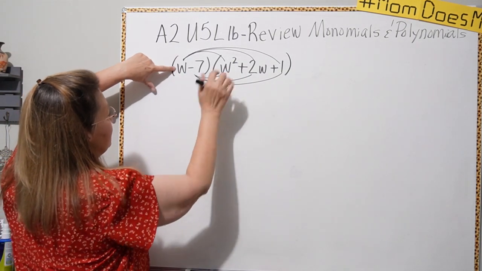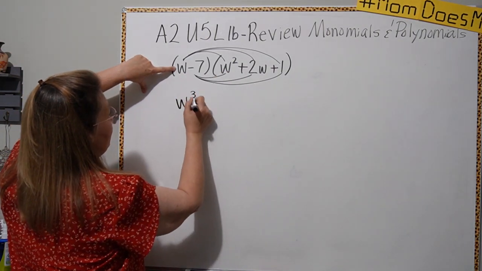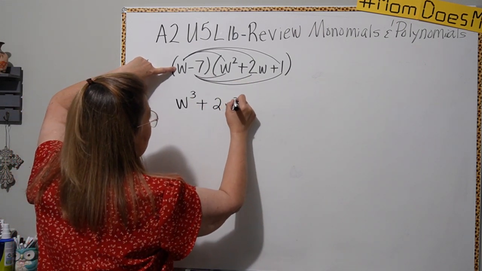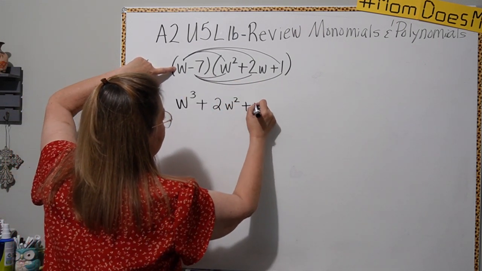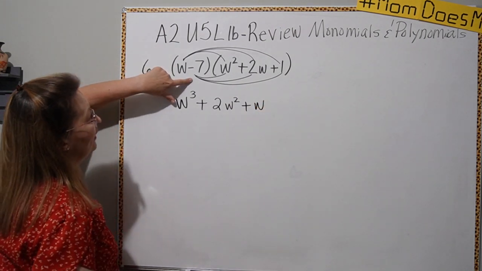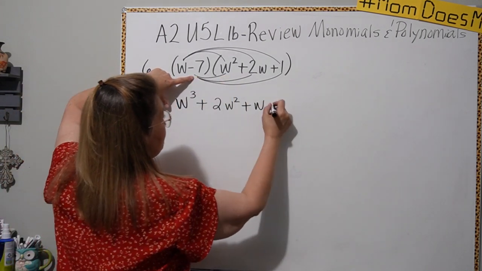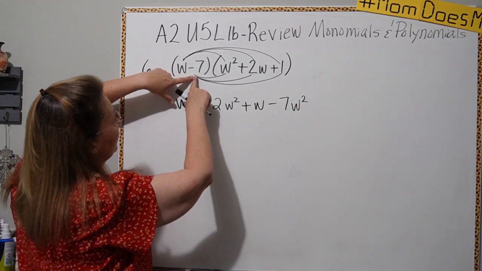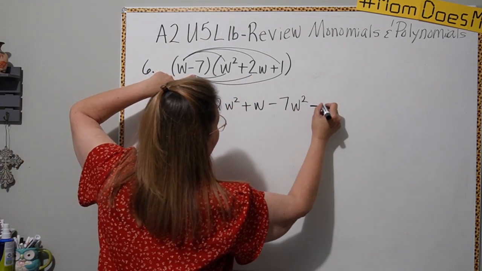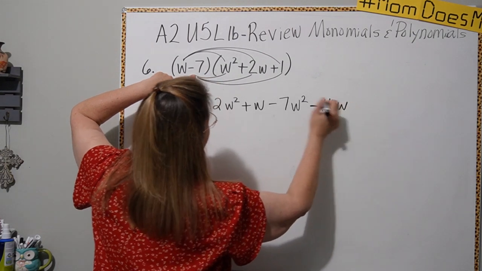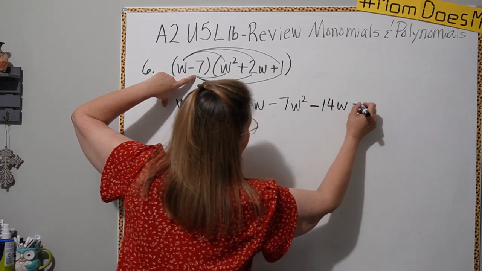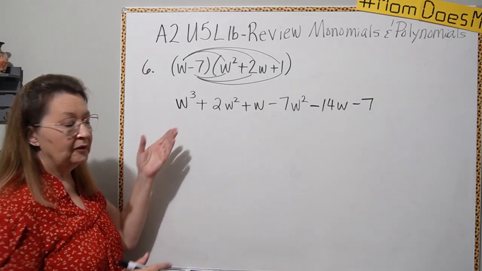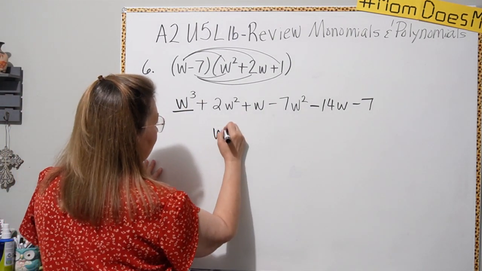All right, W times W squared is W to the third. W times 2W is positive 2W squared, and W times 1 is W. All right, now negative 7 times W squared is going to be minus 7W to the second. Negative 7 times 2W is going to be negative 14W. And negative 7 times 1 is minus 7. All right, let's find our highest exponent, W to the third, and start with it.